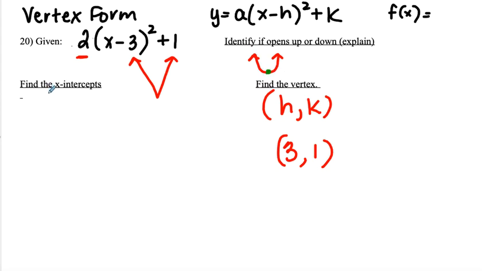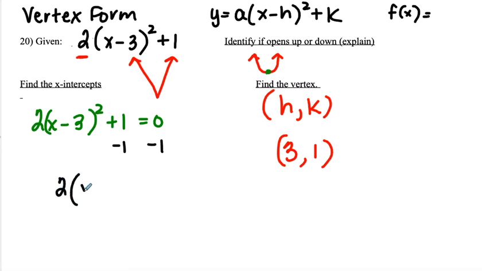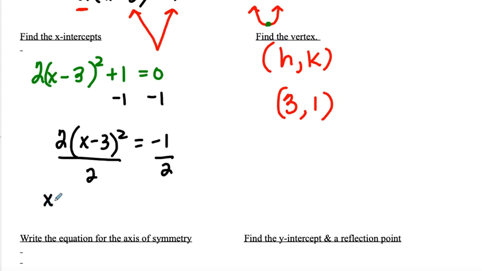All right, if I want to find the x-intercepts, well, just like any x-intercept, we set y equal to 0 and solve. All right, so let's see what we get. First thing I'm going to do is subtract 1 from both sides. And I get 2(x minus 3) squared equals negative 1. And then I'm going to divide by 2, and I get negative 1/2. So I have (x minus 3) squared equals negative 1/2.